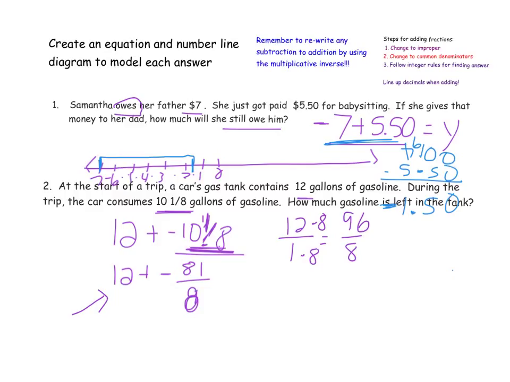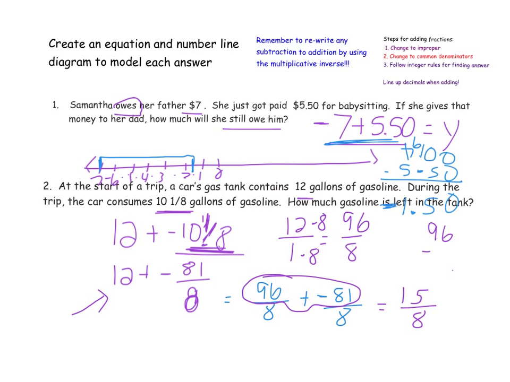So I'm going to rewrite this problem. 96 eighths minus or plus a negative 81 eighths. Remember, I like to circle what I am doing so I don't get clouded by the other stuff. So my 8 stays the same in the denominator. 96 plus a negative 81. Opposite signs, I subtract. So 96 minus 81 to get 15.